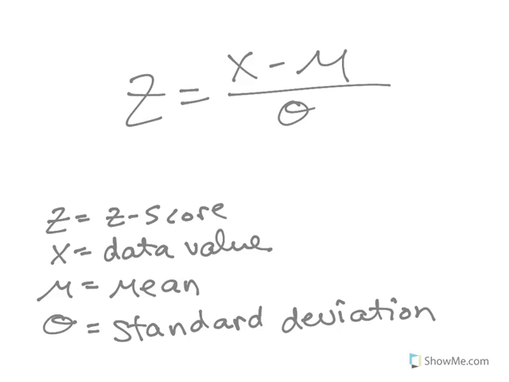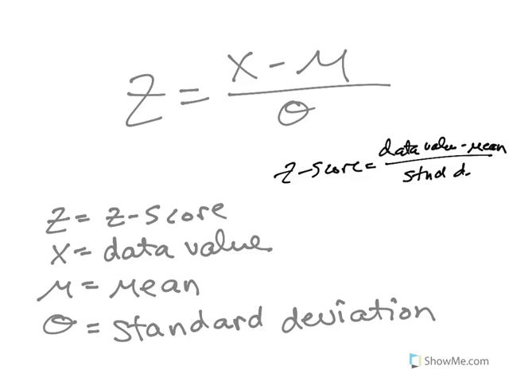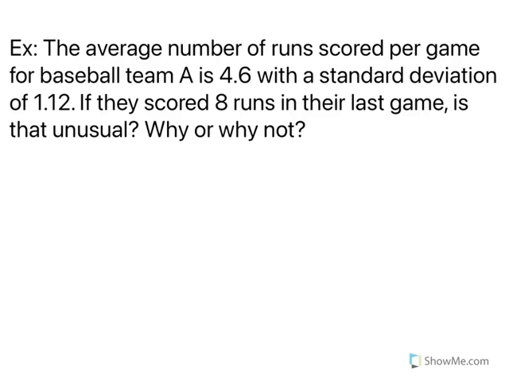Okay, let's jump in. Don't forget that the formula for this is z equals x minus mu over standard deviation. I like to call this z-score equals the data value minus the mean all over the standard deviation. Right? Use your words to help you remember what it means. Just symbols oftentimes isn't very helpful. Okay, so let's jump into an example.